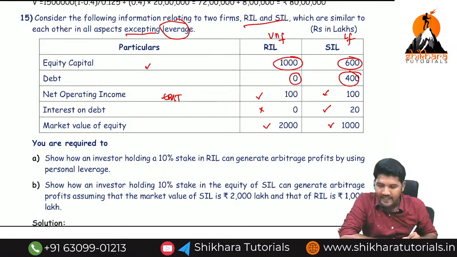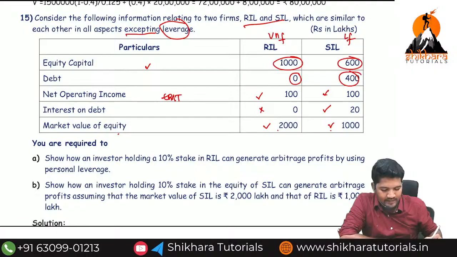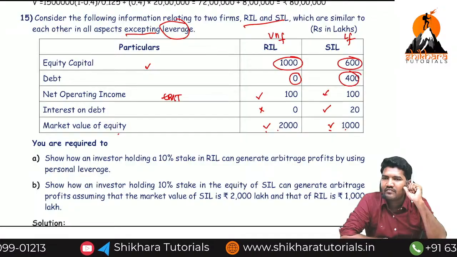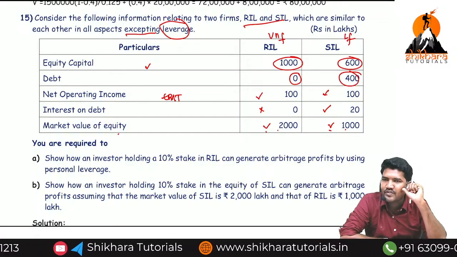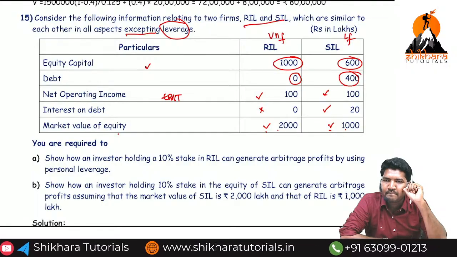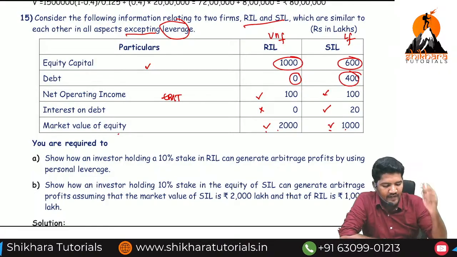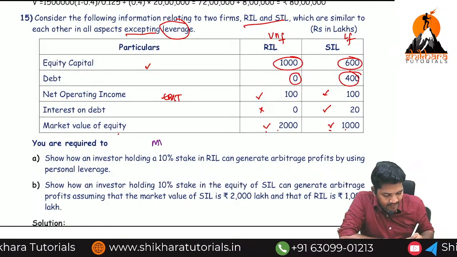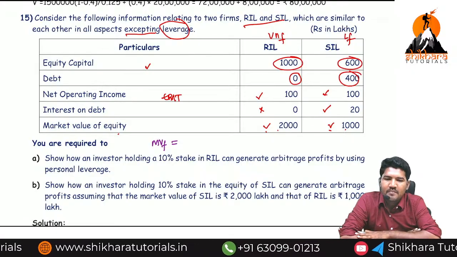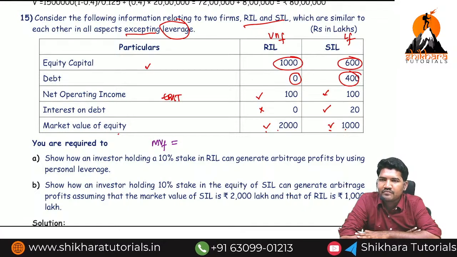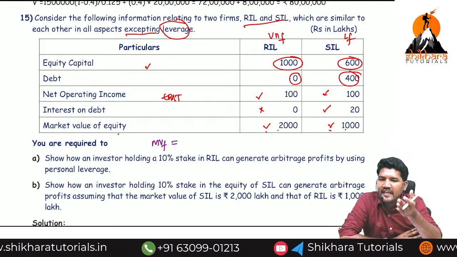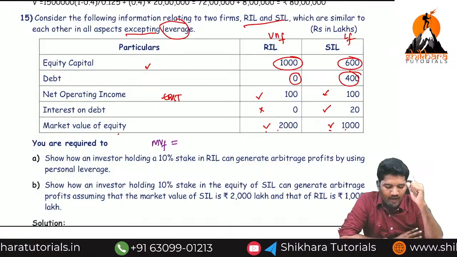Market value of equity 2000. There is an issue here. What's the issue? Okay, done. Please calculate the market value of the firm of R Limited. What is the market value of the firm of R Limited? If it is an unlevered firm, equity is nothing but EBIT over Ke. Now I have a doubt.